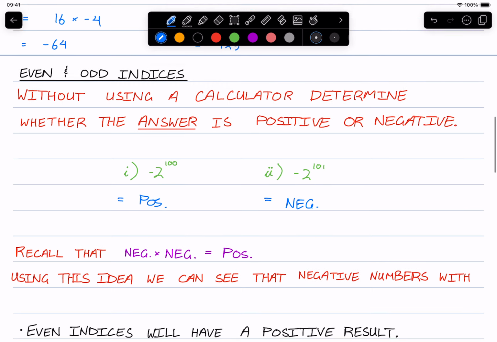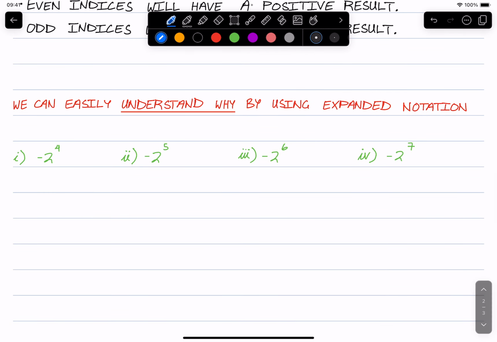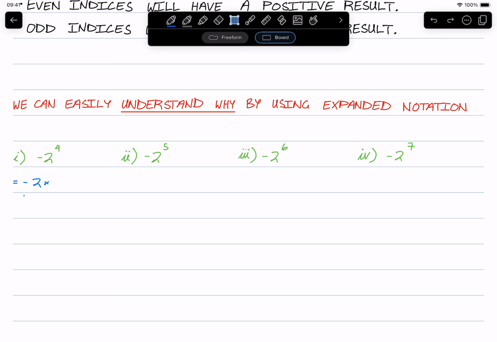But let's explore why this might be true. Let's first write all of these in expanded notation. You can pause and give this a go yourself. Well, we've already done these. So negative 2 times negative 2, there's 4 times.